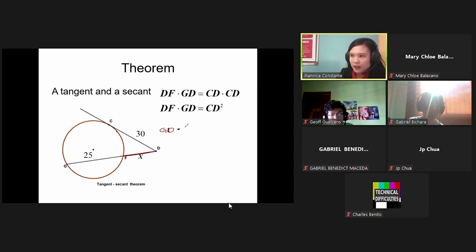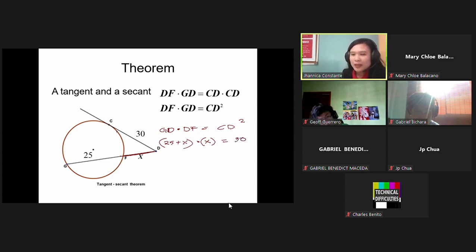GD multiplied to DF equals to CD squared. So GD has a measurement of 25 plus X. That's the whole measurement of the chord GD multiplied by the measurement DF, which is X, equals to the square of the tangent line that we have, which measures 30.